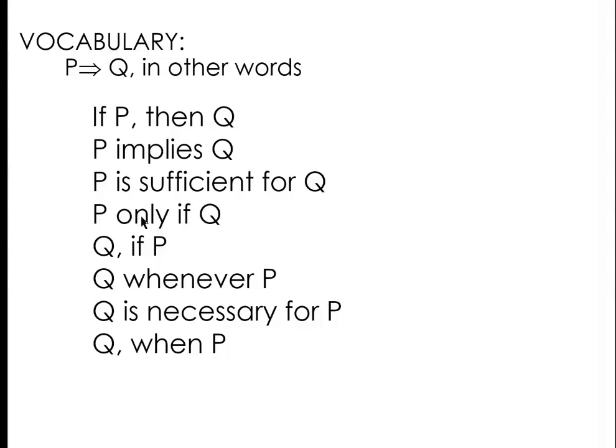Mowing my grass only if I'm willing to give you $50. $50 if you mow my grass. $50 whenever you mow my grass. Getting $50 is necessary for you to mow my grass. $50 when you mow my grass. It kind of gets monotonous, but sometimes it's easier just to think about it in terms of the grass example.